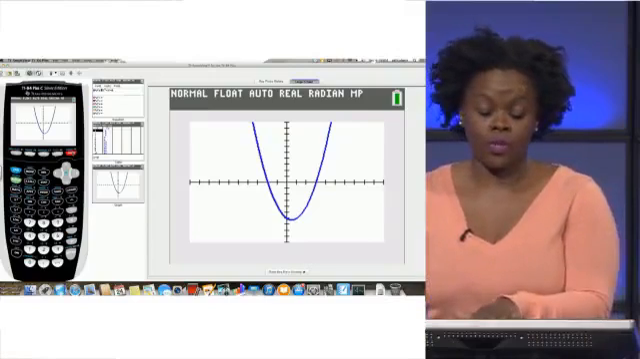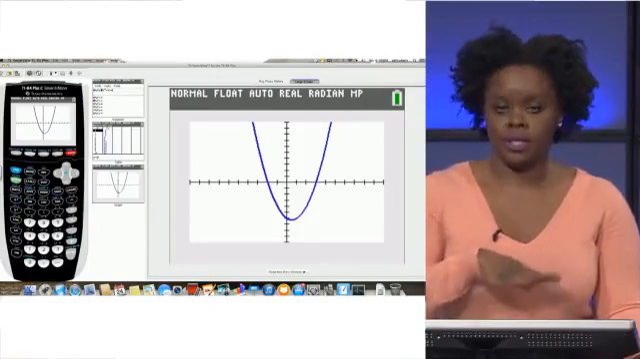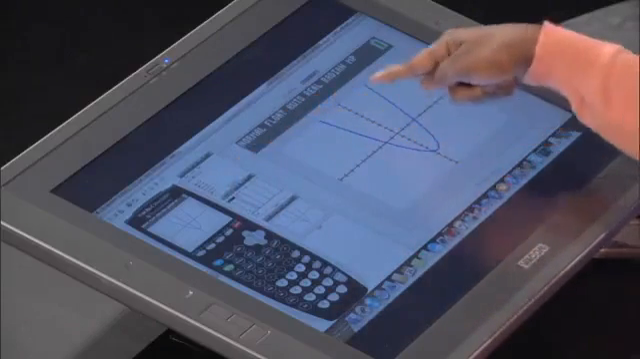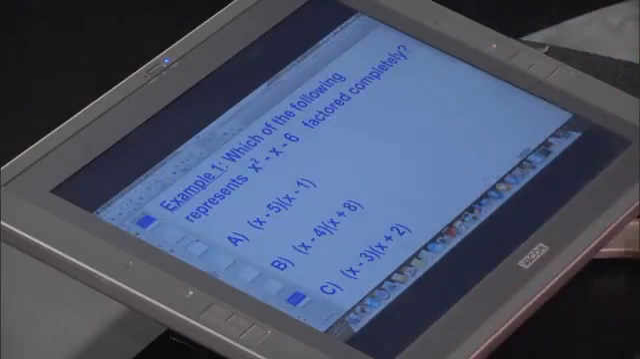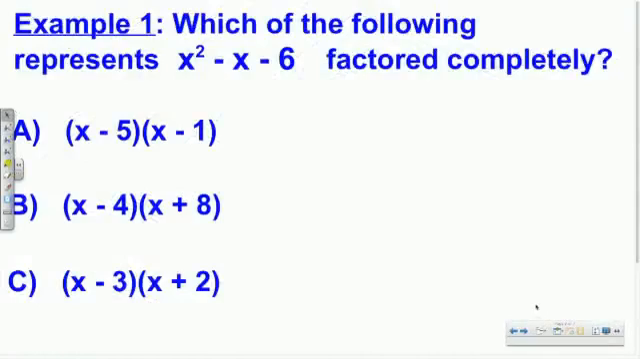So how we're going to use this graph is we're going to leave this one here, and then we're going to plug in all our answer choices into y2, and we're going to see when our graphs overlap. Okay? Let me show you what I mean. So if we look back at our problem, we were asked to check these three sets of factors to see which one was the right one. So now that I have the trinomial entered into the calculator for y1, the first thing I'm going to do is enter in this first answer choice into y2.